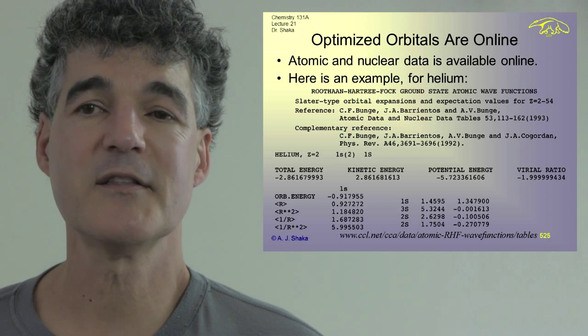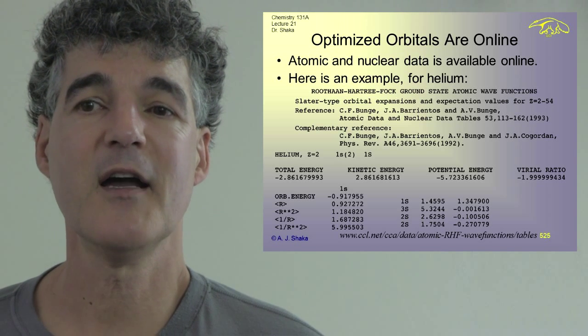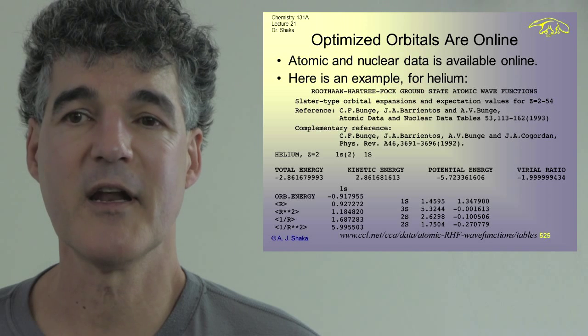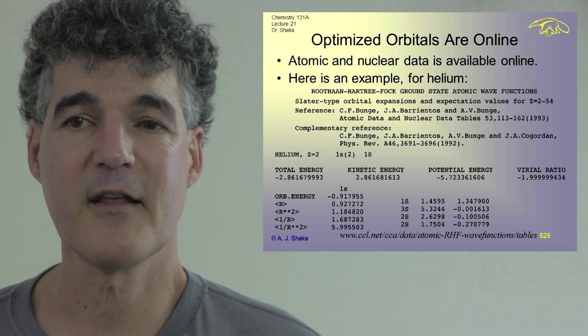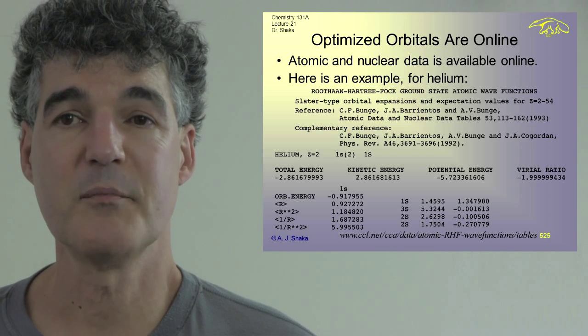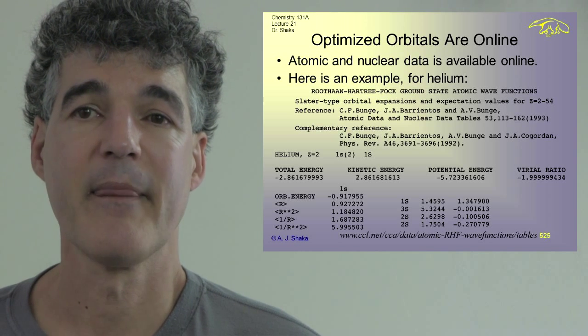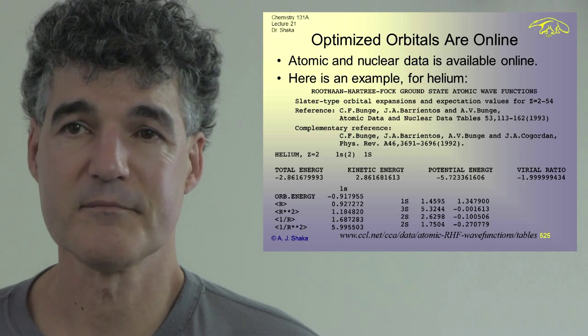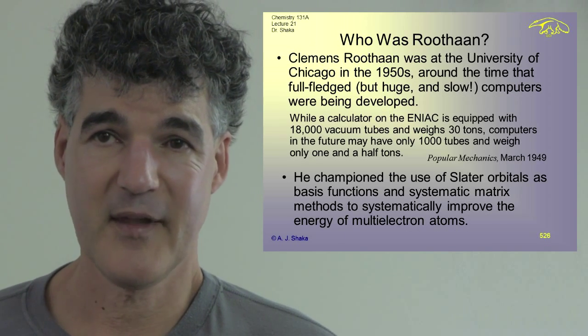They give 1s, and they give 2 columns. They give 1.4595 and then 1.3479. Then they give 3s, and then they give 2s, and then they give another 2s. The question is, what does this mean? So these are the accepted Hartree-Fock orbitals. Question is then, who was Roothaan?